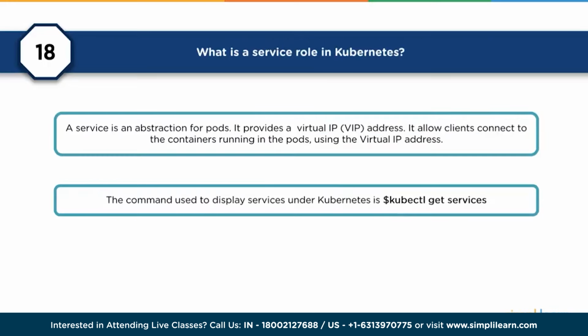So what is a service role in Kubernetes? A service role is an abstraction for all the pods. It provides a virtual IP address and allows clients to connect to containers running in the pods using that virtual IP address. The command that you would use to get that is quite a simple one: kubectl get services, and you get a full list of all the services that are available.